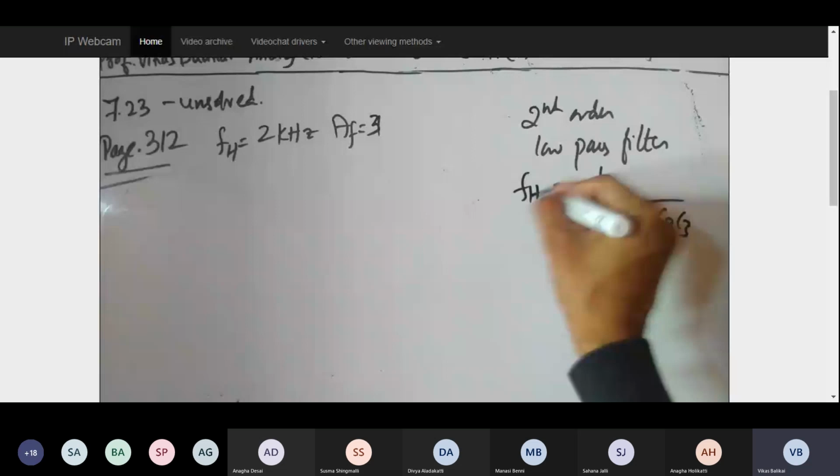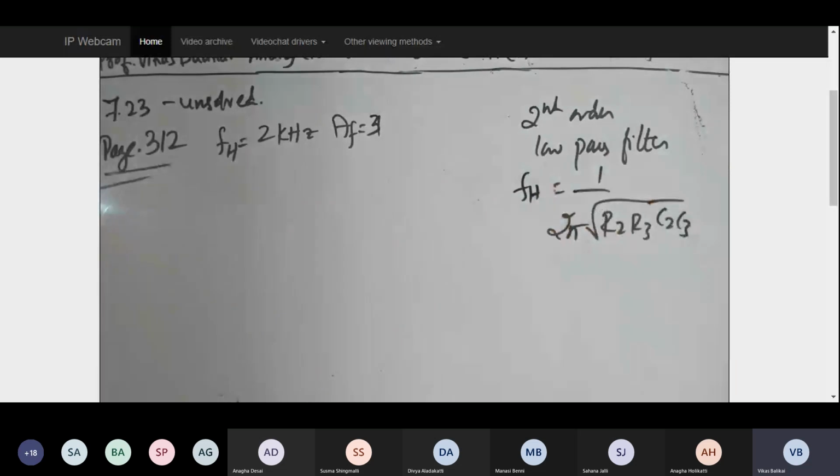Accordingly I'll be calculating R2 and R3 and C2 and C3, and in order to do that, let's go and do this. This is equation 7.24 unsolved from the same page number. Here he has given: design a second order low pass filter at a cutoff frequency of 1.2 kilohertz. He has given only the cutoff frequency of 1.2 kilohertz, nothing more than that.